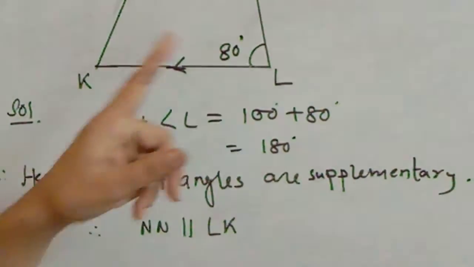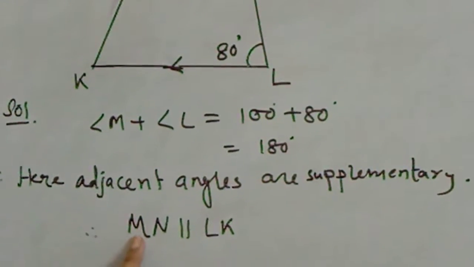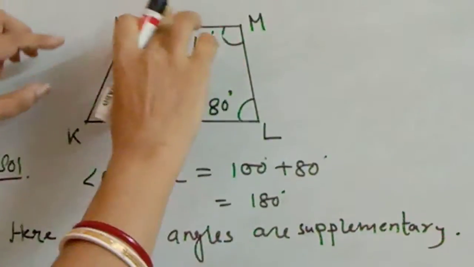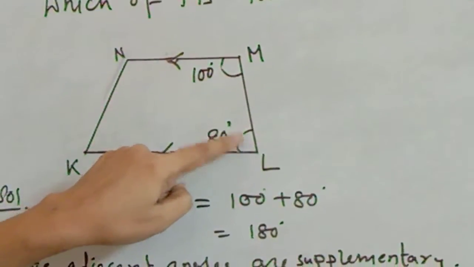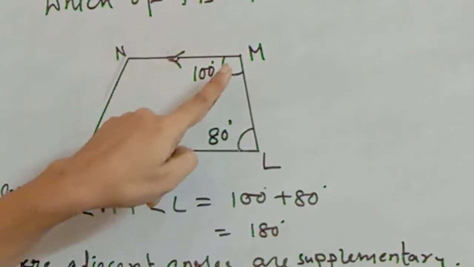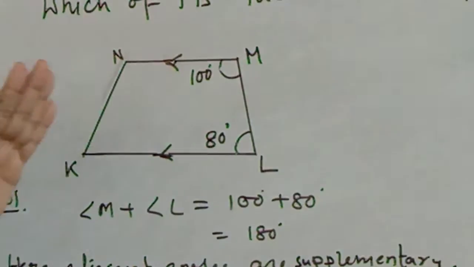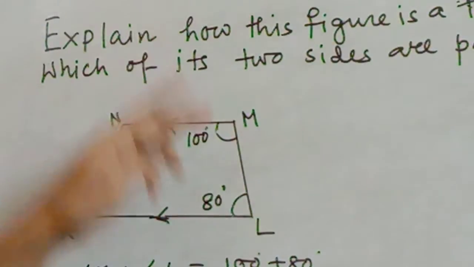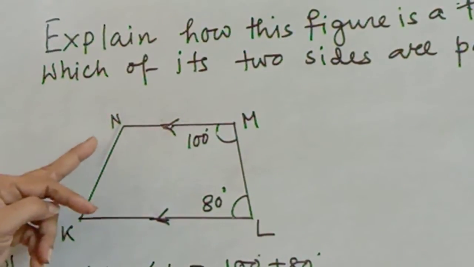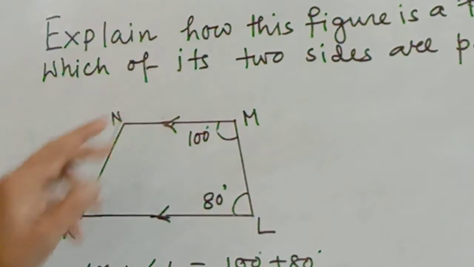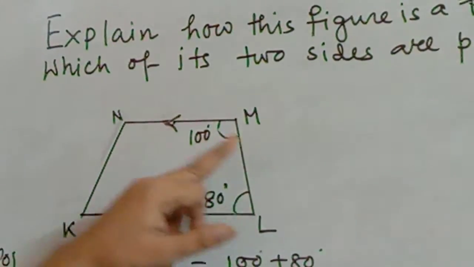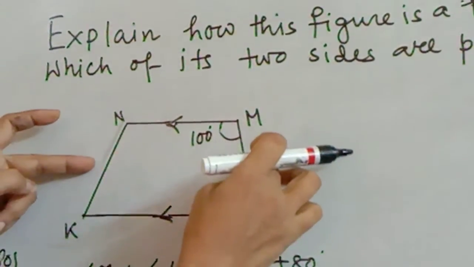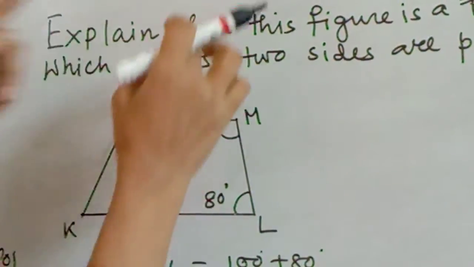Now, is it a trapezium? MN is parallel to LK, and you can see that these two lines are parallel because the adjacent angles are supplementary, not equal. You can see that this side is slightly tilted, so if you produce it indefinitely, they will meet after some time. That means in this quadrilateral only one pair of opposite sides is parallel, and the other pair of opposite sides is not parallel.